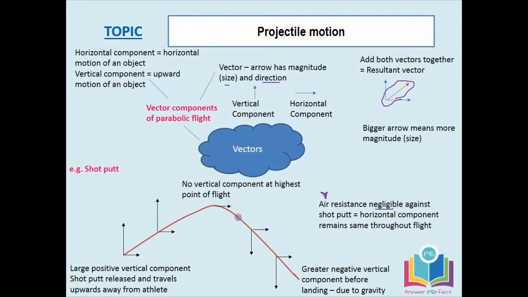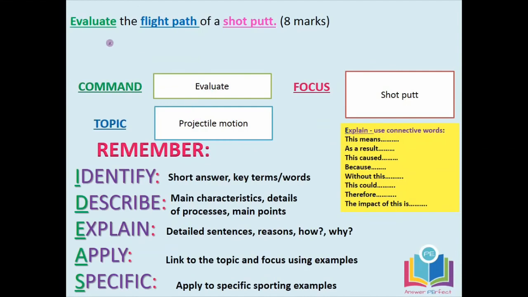So as we come all the way down, the vertical component becomes negative and actually gets bigger because that's what's bringing it down. Okay, this is due to gravity. So let's go back to the question then. We need to evaluate the flight path of a shot put, and it's worth 8 marks. So our command word then is evaluate.